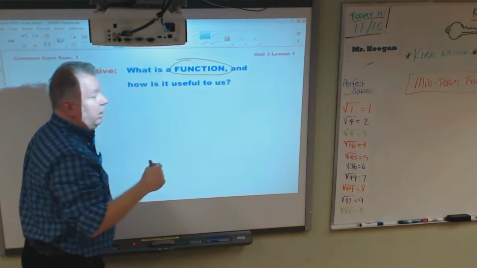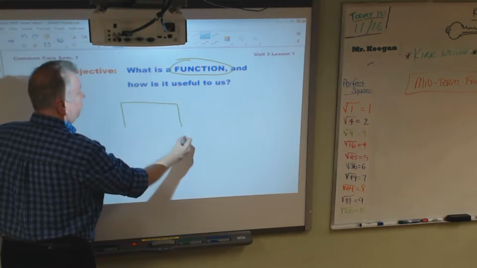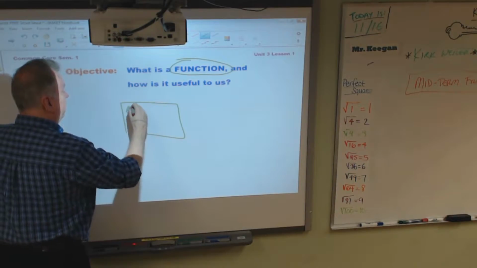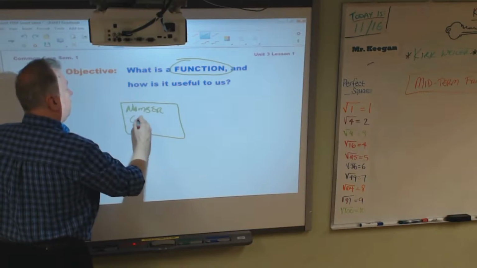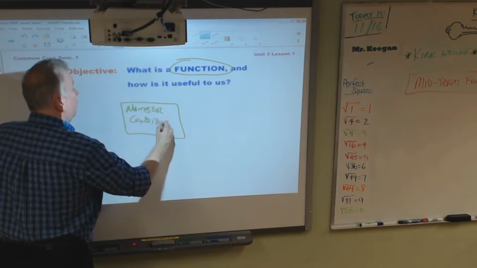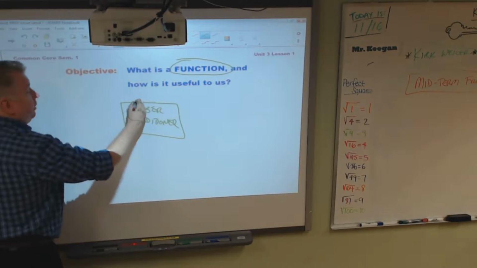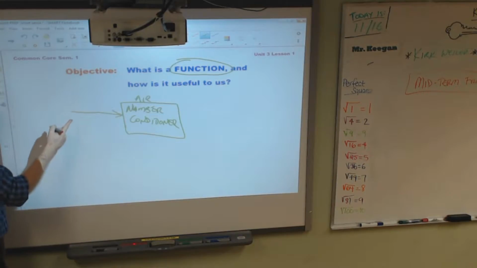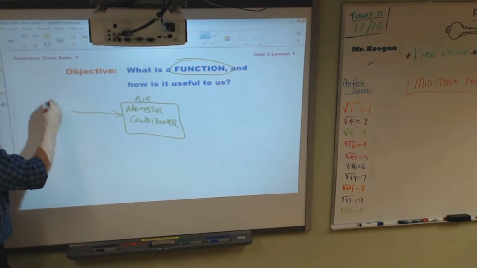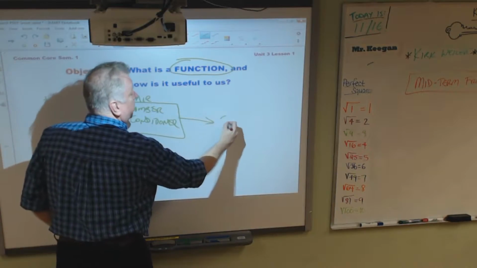What I tell people is, I think of a function as what's called a number conditioner. You know what an air conditioner is, right? Think of an air conditioner. What does the air conditioner do? It sucks in hot air, and it cools it down and spits out cold air, right?